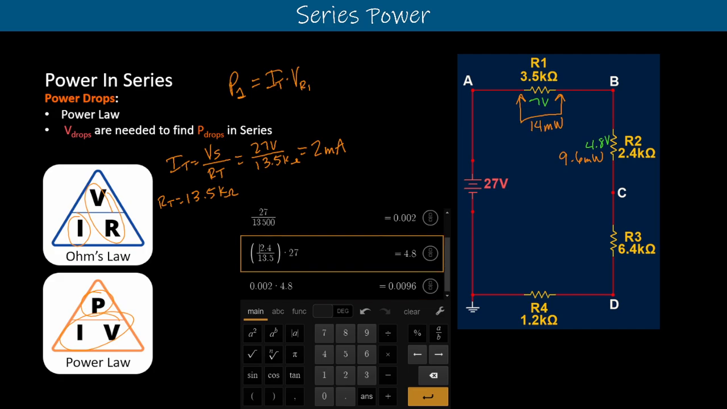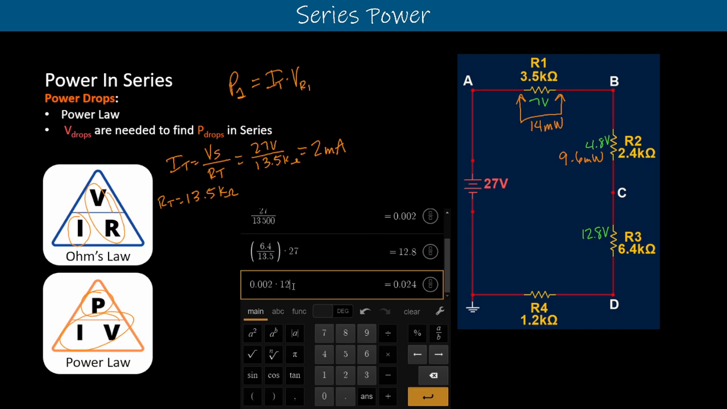Let's keep going. Let's go for the next one. We can replace the top of our voltage divider equation with 6.4 kilo ohms divided by our total resistance multiplied by our source voltage, which gets us 12.8 volts. Then we'll go after our power equation. We'll replace this 4.8 here with a 12.8 volt drop. We're given a little bit larger power there, so we'll move that over by 3, and we're given 25.6 milliwatts. That makes sense, because this is the largest resistor in the circuit. It should have the largest voltage drop and the largest power drop.